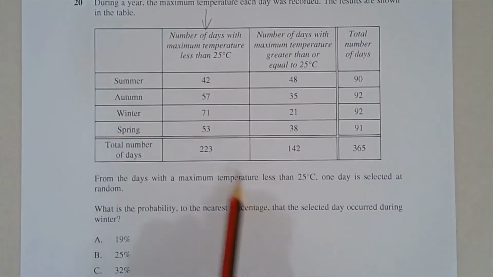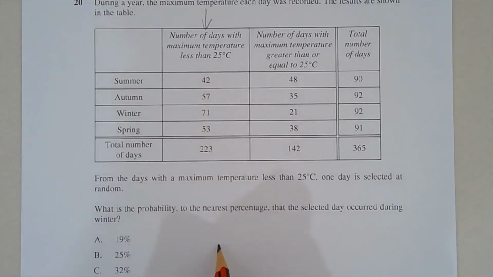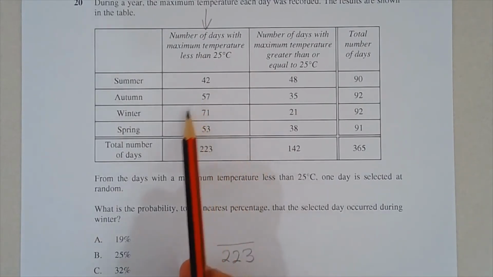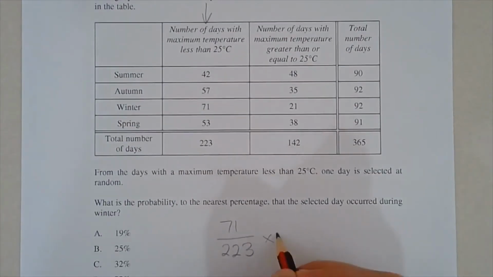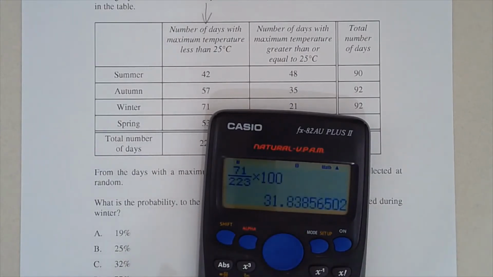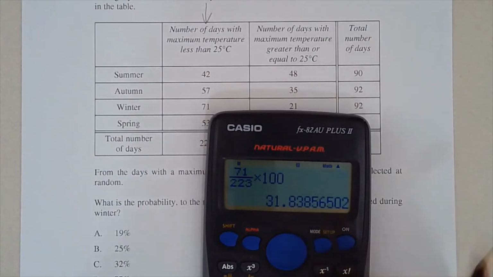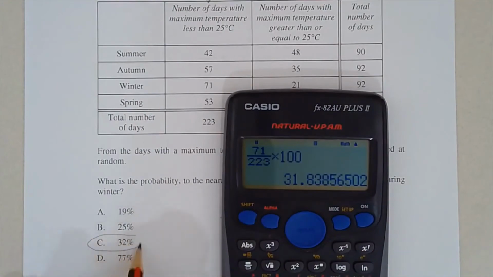So the total number of days where the temperature is less than 25 degrees Celsius is 223, of which the number of days in winter where the maximum temperature is less than 25 degrees is 71 days. We'll multiply that by 100 to convert it into a percentage. So 71 over 223, multiply that by 100, press the SD button, and we get 31.83. So of the 4 options, the one that's closest to that is option C.